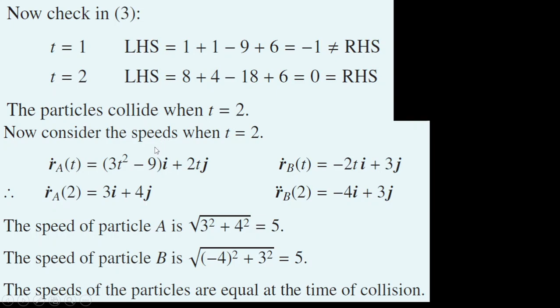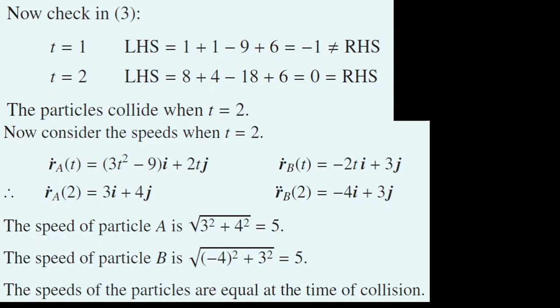Then what we need to do, we differentiate respectively and we substitute for t equals 2. We get the modulus respectively for each one of them. They will have the same value, so we know the speed is the same.